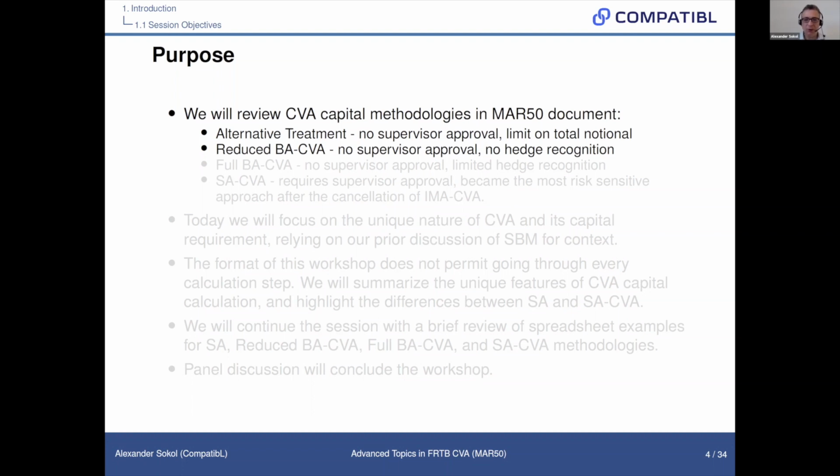Then we can progress from there to the next approach, which is full BA-CVA. That's a more sophisticated approach. It recognizes the key kinds of hedges that you can use to reduce your CVA risk, and this is specifically hedges for the counterparty credit risk. Even though only several specific instrument types are eligible to be these hedges, these really cover most of the risk that you experience in CVA, but not all of it.